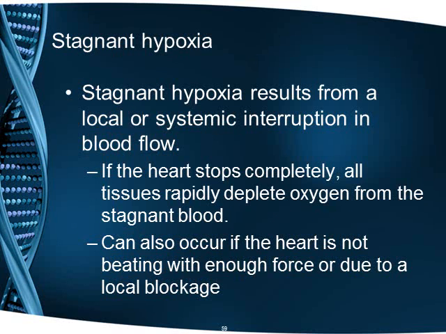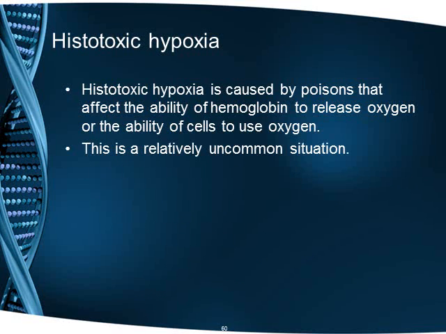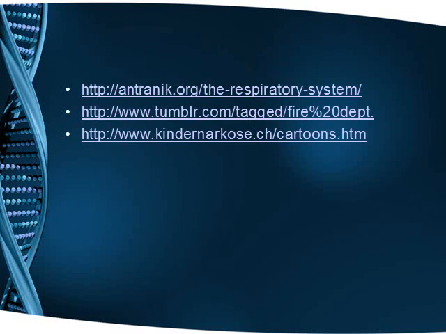Stagnant hypoxia is a systemic interruption of blood flow. If the heart stops completely, all the tissues are going to deplete the oxygen. So the blood just sits there, and we're not actually able to have oxygen exchange and carbon dioxide exchange take place. Histotoxic is an inability of hemoglobin to release oxygen. It's relatively uncommon, except when we're talking about toxins like cyanide and other things that are going to prevent the hemoglobin from doing its job. That's about the time we see this.